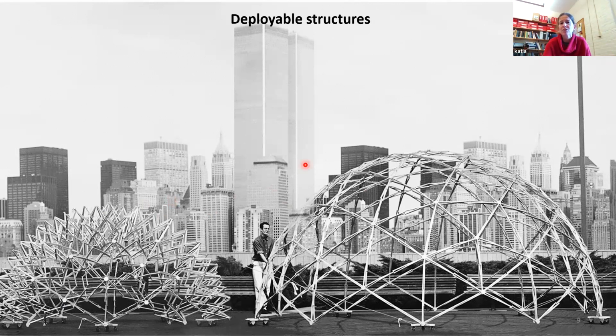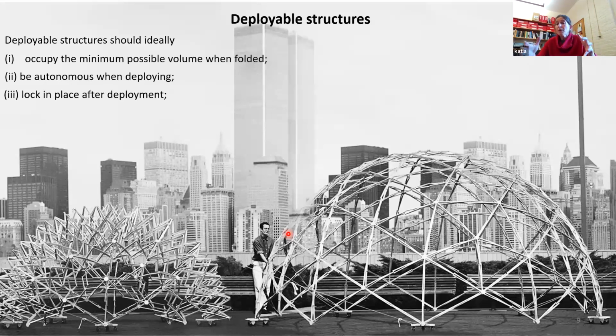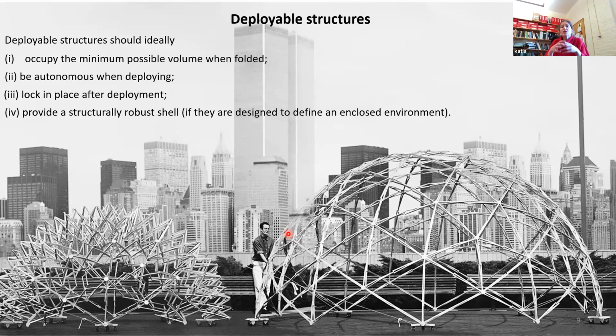Here in this picture, you can see an example. I believe it was in New York City. And this guy here is Chuck Hoberman, a designer famous for designing this type of system. Now, if you think of the characteristics that we would like these structures to satisfy, we want them to occupy a minimum amount of volume when folded. We want the deployment to be autonomous, right? We also want them to be able to lock in place after expansion because we want them to be functional. And finally, if they are designed to provide an enclosed environment, we would like them to provide some protection. Think about shelters, emergency shelters.